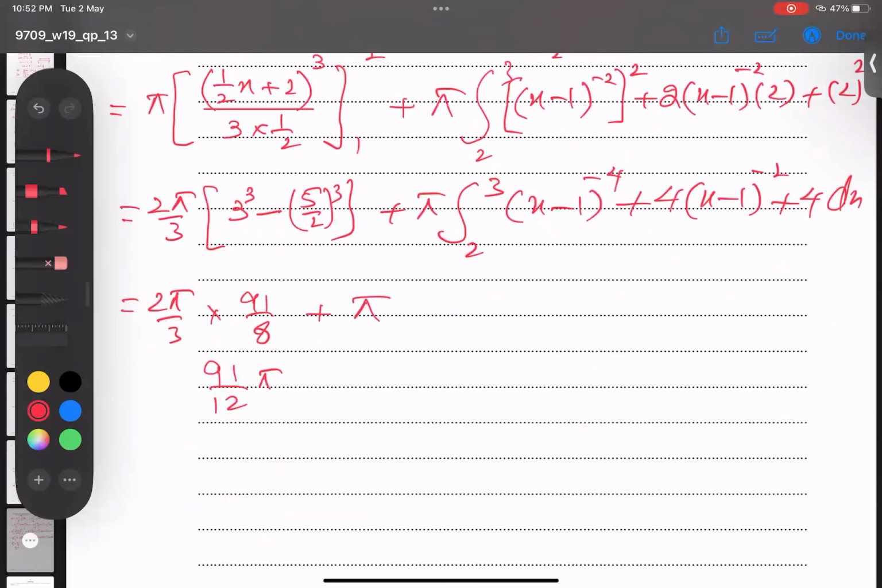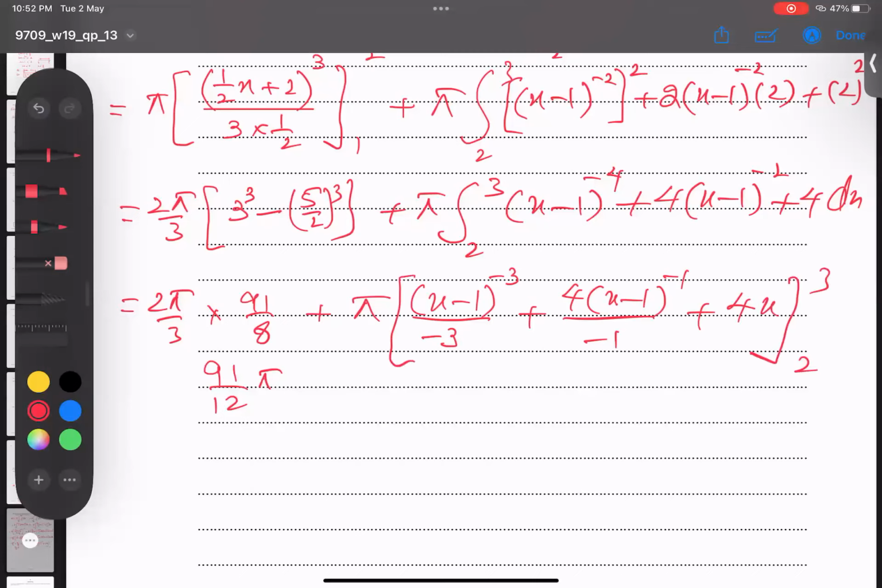And here we have to integrate separately now. Increase the power by 1, I get negative 3 by negative 3. Increase the power by 1, I get negative 1 by negative 1. And 4 becomes 4x. 2 to 3 limits. I hope so. Up till here, clear, students? And now, wait a minute. This is finally done.